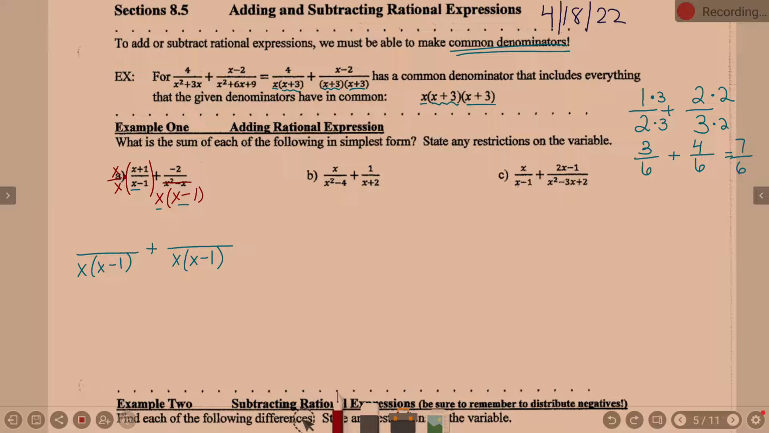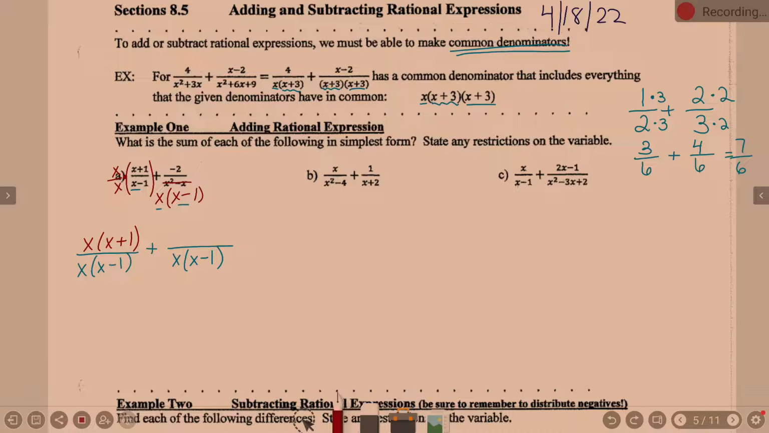On bottom, notice x times x minus 1 is my common denominator. On top, I'm just going to leave it for right now. I'm going to write it as there's an x, and then there is an x plus 1. I'll work to clean that up in my next step. If on top you want to go ahead and multiply that, you can.